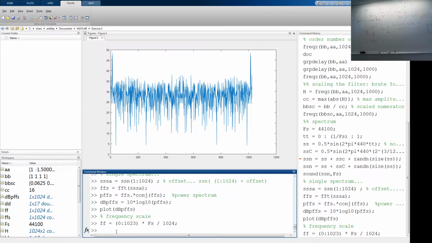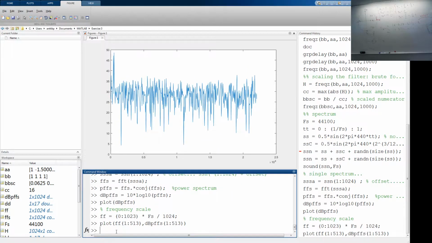There we go. Now we can plot it again using just half of the values. So FF from 1 to 513, and also those 1 to 513, only those first half points, and that's the full spectrum. And there you could actually also stretch the axis so that it looks nice. Anyway, let me pop it out a little bit.